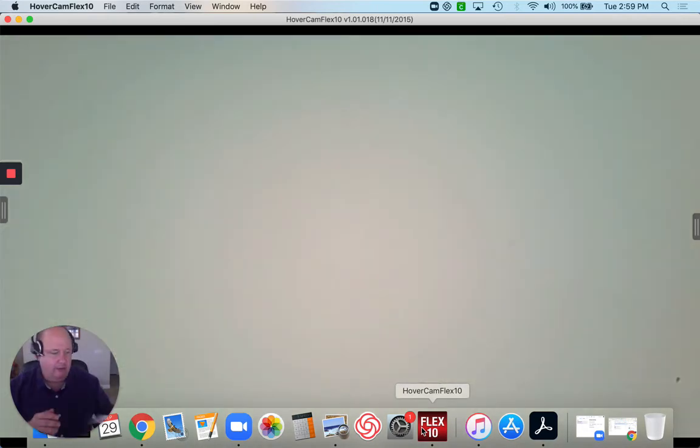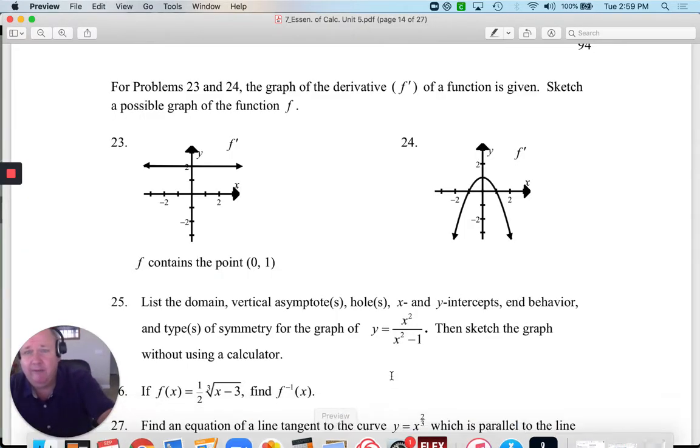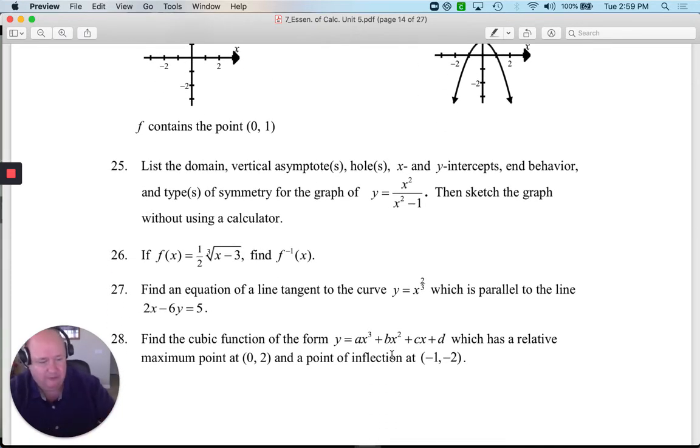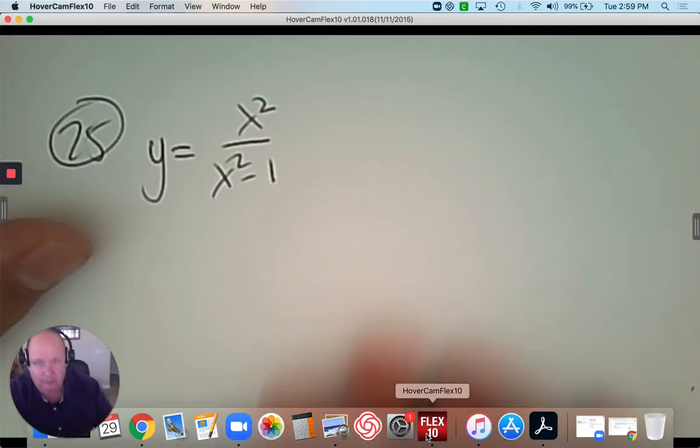All right, 26, we're almost there. 25, we're almost there. 26 would be even closer. 25, list the domain, all kinds of good stuff, and then sketch it. So here we go. Y equals x squared over x squared minus 1. Let's do this one together. Great practice. So we're going to do pre-calculus, then we'll do calculus.